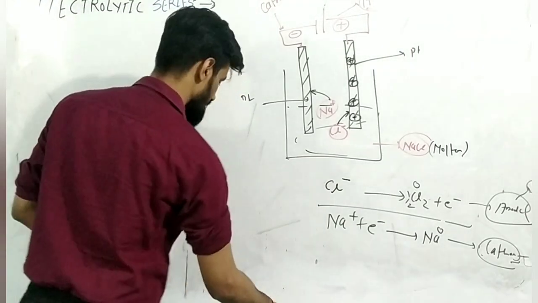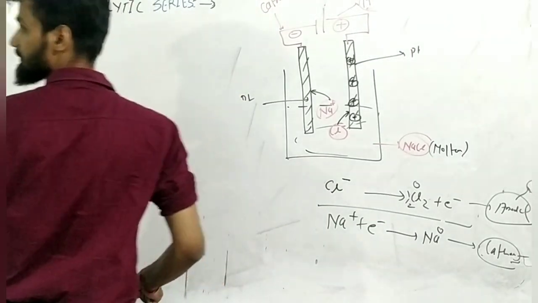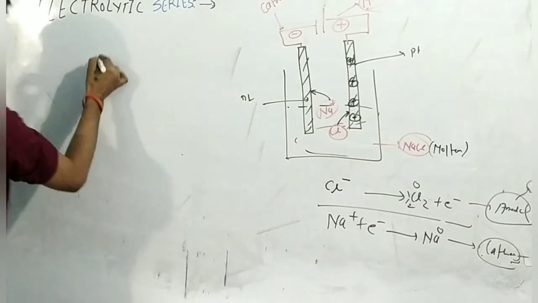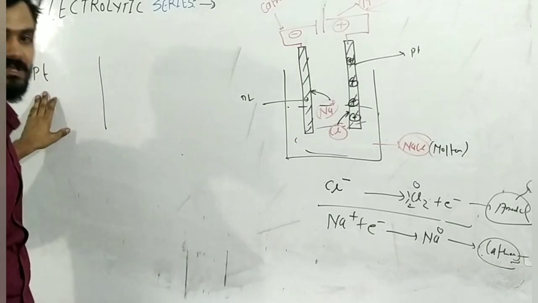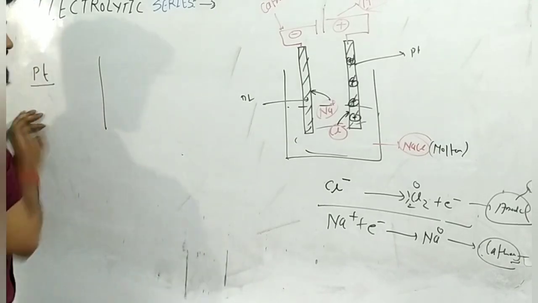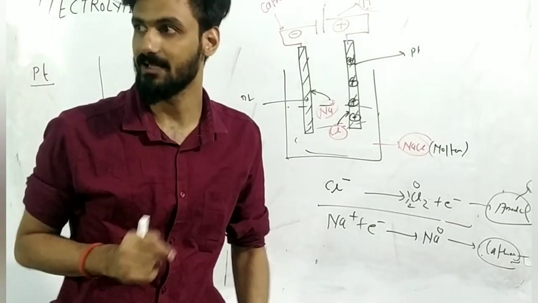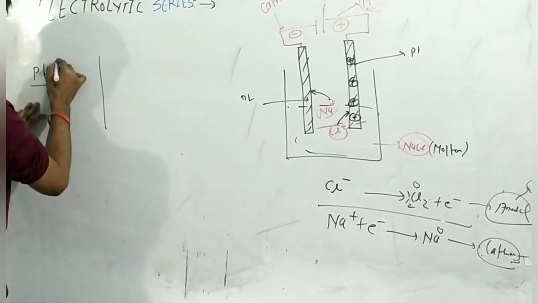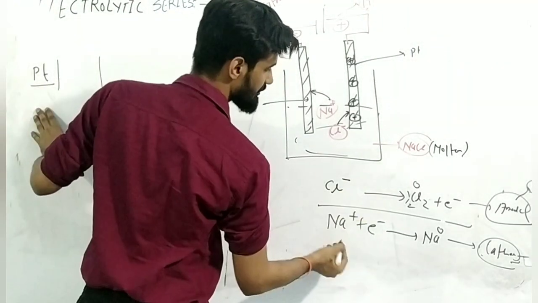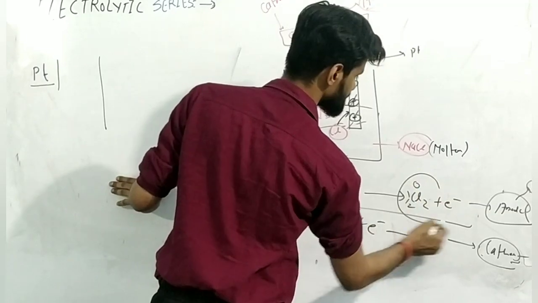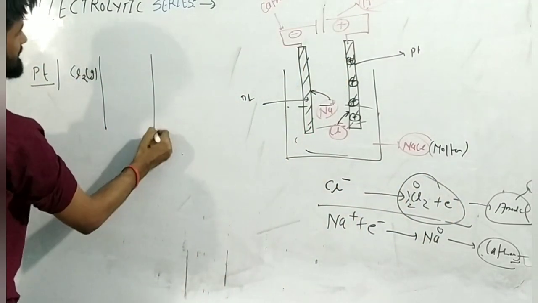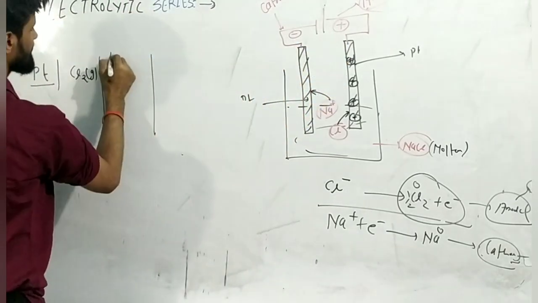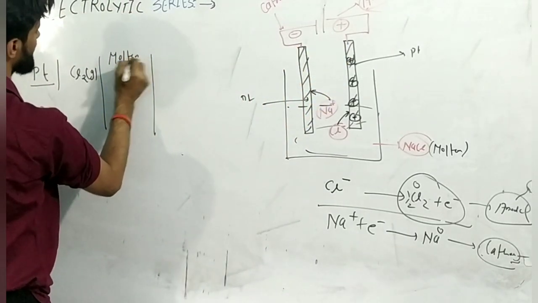Now you have to write the notation part of the electrolytic cell. I am just writing the notation. I have told you, first of all you have to write the platinum, which is the electrode. So I have written platinum. The electrode is made up of platinum, which is an inert electrode. Now we have selected the cathode and anode products. Anode product is chlorine gas. So I am writing here the chlorine gas. Here I have told you, you have to write the phase. So I have selected the molten state.